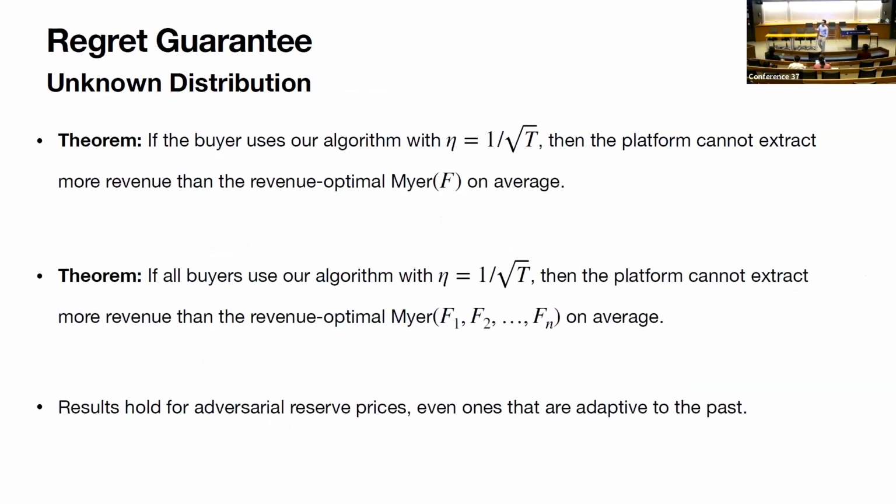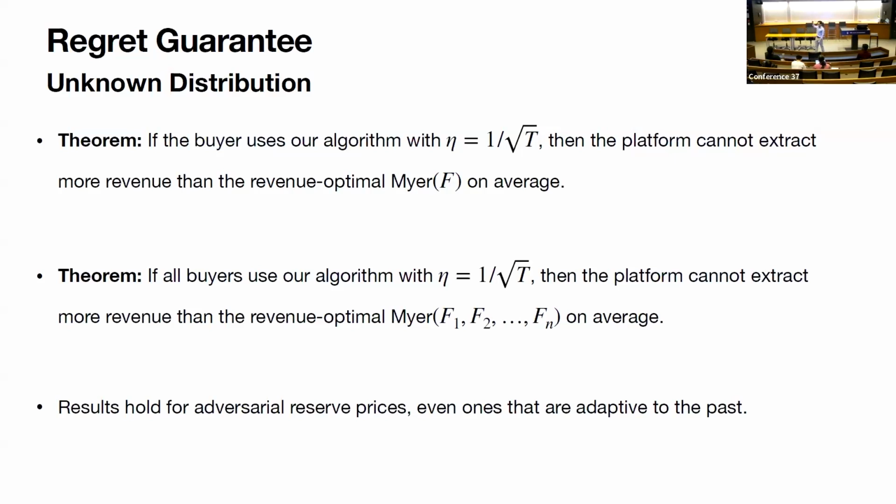Next, it's also strategically robust from seller manipulation. So if the seller tries to exploit this algorithm, they also can't extract more revenue on average than Myerson. Even more importantly, if everyone is running this algorithm and the seller was somehow trying to leverage the interplay of the learning algorithms to extract more revenue from the system overall, they can't even do that.